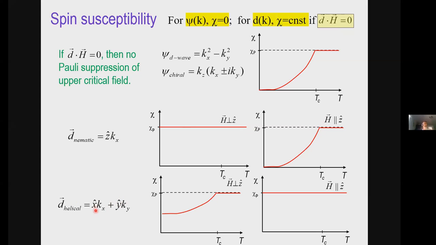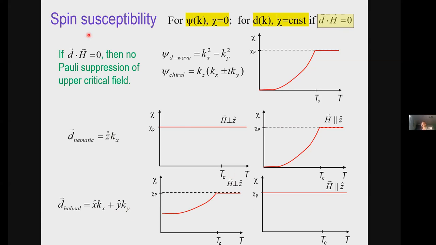And so here the D vector is in plane. If I apply a field in plane, I get some suppression of spin susceptibility. That's because we're partially orthogonal and partially perpendicular to this field. But if the field's applied along the C axis, then again, D dot H is 0, and we get no change in spin susceptibility in that case.